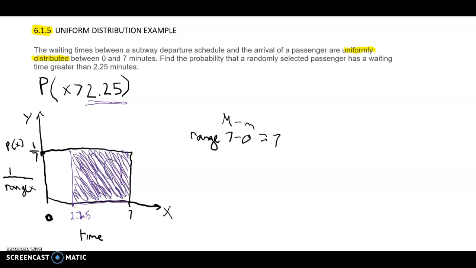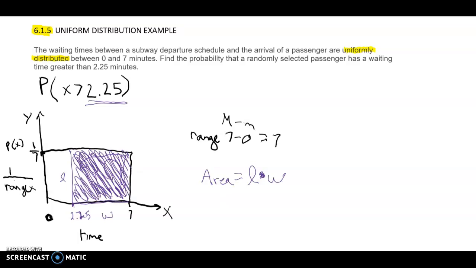You might notice that this shaded area is rectangular. How do we find the area of a rectangle? The area equals length times width. It doesn't matter which one you use for length and which for width. You could say this is L, this is W, or vice versa. We can multiply in any order.